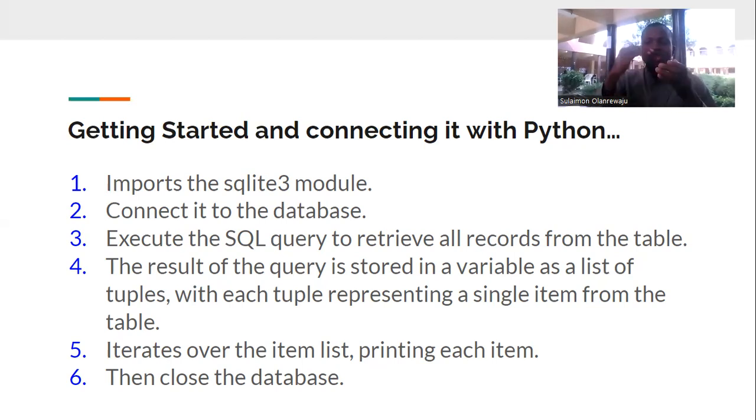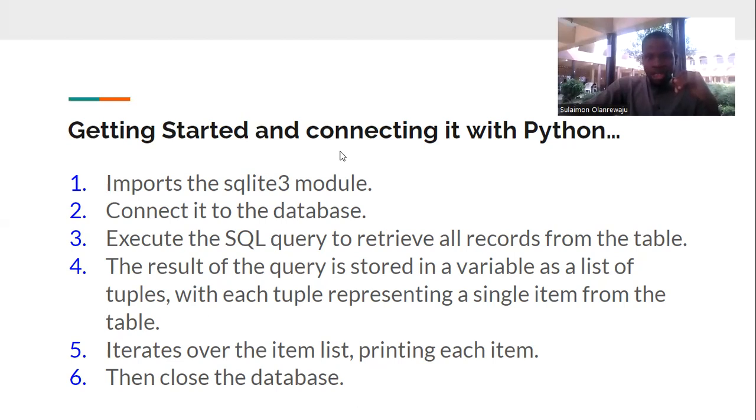Then after that, we need to iterate using a for loop over the variable that we've already stored. Then we close our connection. After that, once you run your Python file, you are going to see what you have been able to achieve.